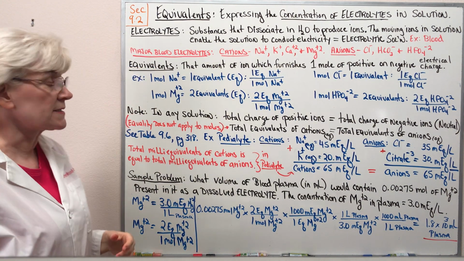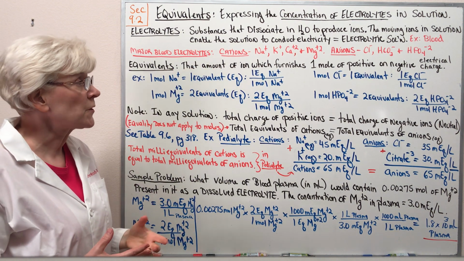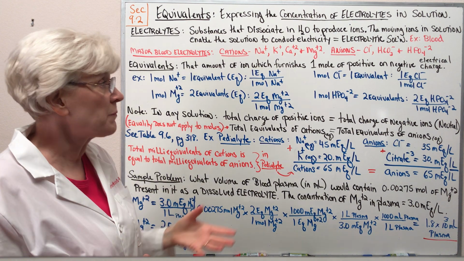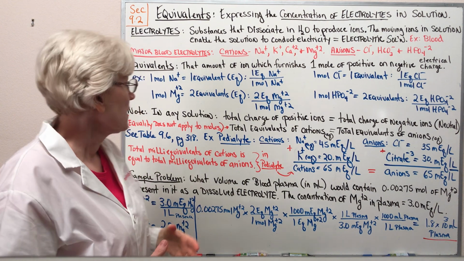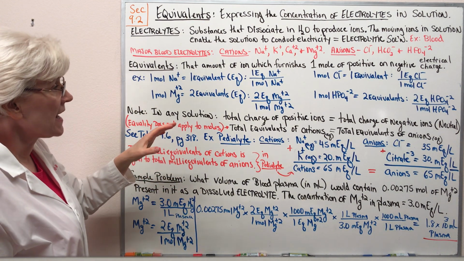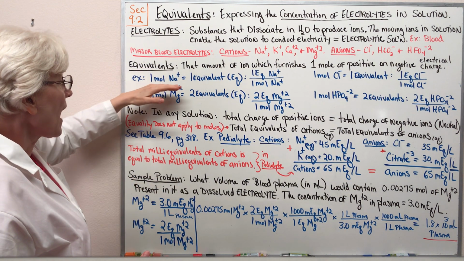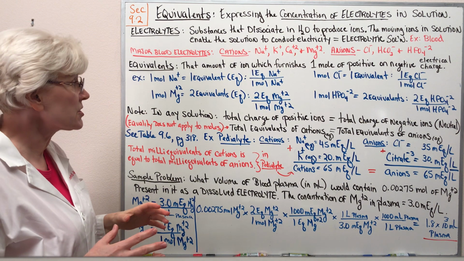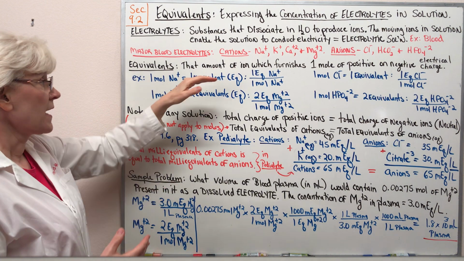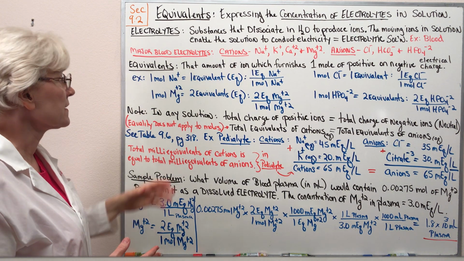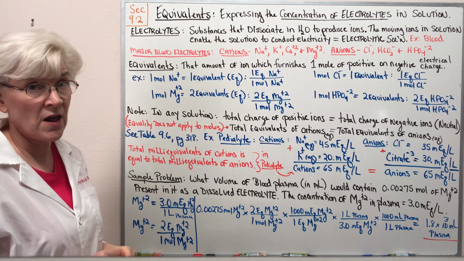Notice that equivalence is defined as that amount of ion which furnishes 1 mole of positive or 1 mole of negative electrical charge. So with that in mind, we can take a look at electrolytes that are present in the blood and write an equality, a relationship that exists between the mole amount of the ion and the equivalent of the ion. And it's directly related to the charge that is present on the ion.